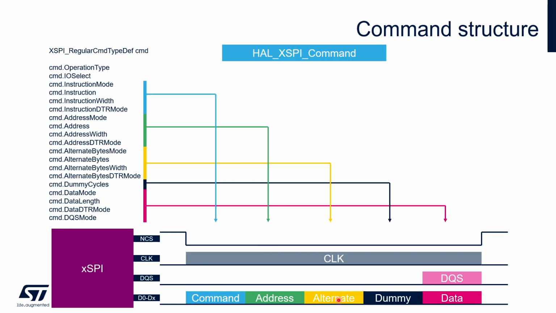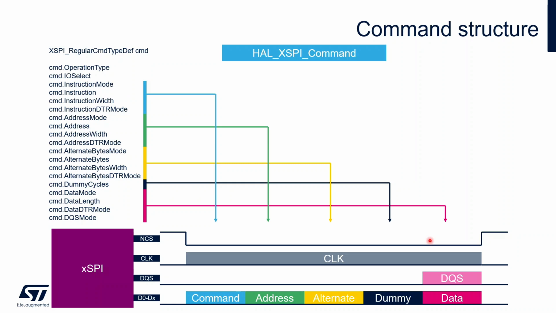Then we can alternatively send more bytes because some memories allow that. In our case, we will not use this feature. Again, we will send the mode, bytes, width, and the double data rate. Optionally, the number of dummy cycles. Usually for writing you are not using dummy cycles, mainly for reading. And at the end, the format of the data: what is the mode, the length of the data, whether double data rate is used, and the data strobing, whether it's used or not.